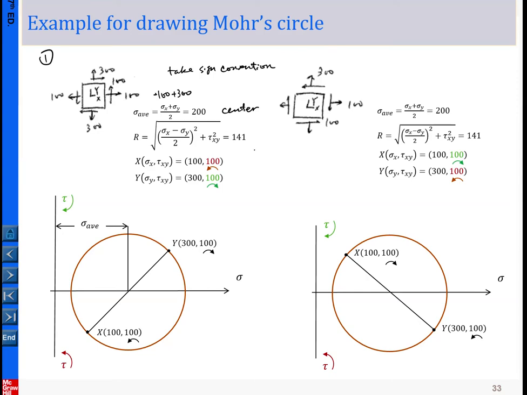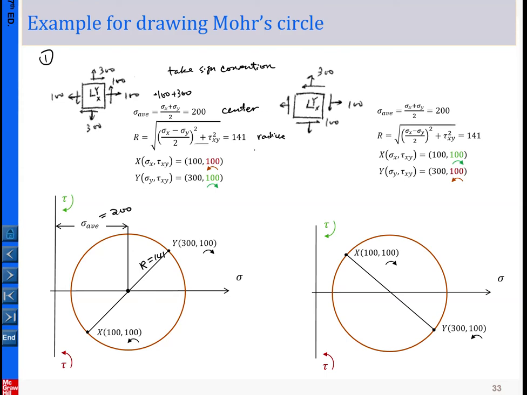To determine the radius, we basically take this equation here, and that gives 141. So we have a center at 200, so we draw the coordinate, and the distance here is 200. With the radius equal to 141, with the center and the radius, you can make the circle here.